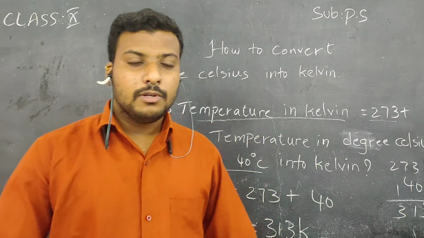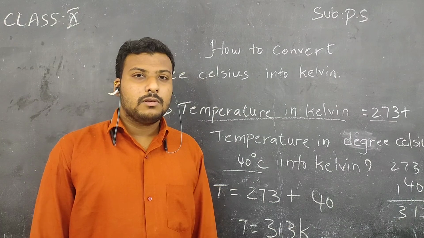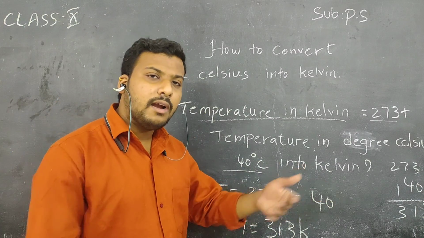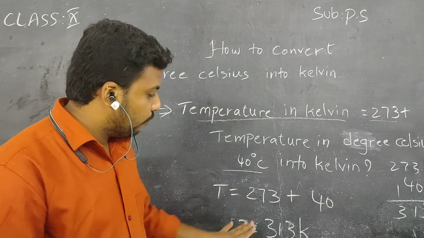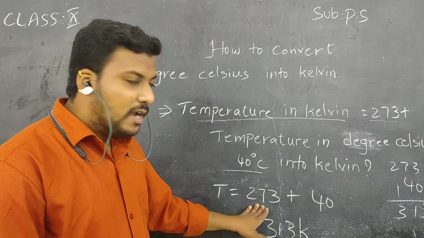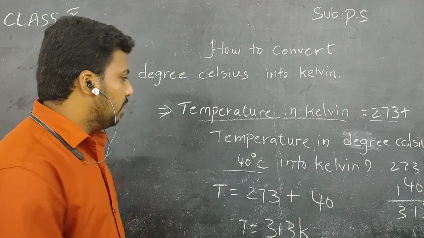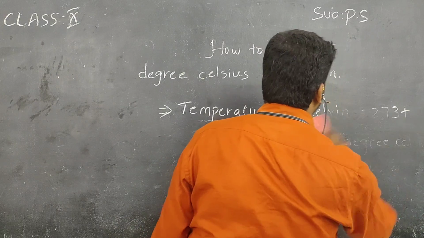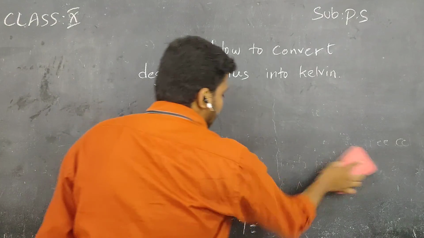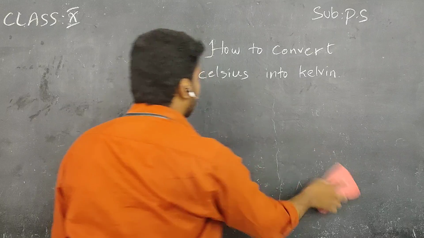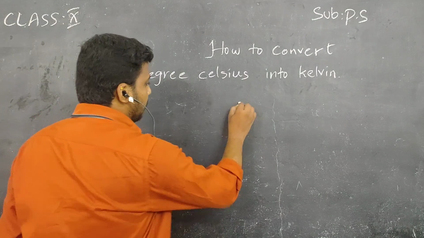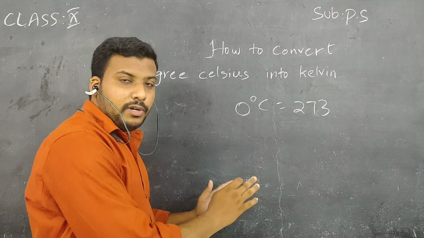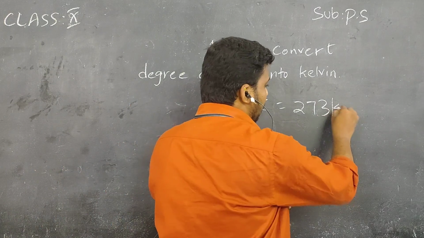Children, like this you can add any number. You can add 100, 200 also, no problem. For this constant, why, sir? Why are you taking 273 only? Because 0 degrees centigrade equal to 273, children. Can you take 373? No, children. 0 degrees centigrade equal to 273. So 0 degrees means the value is 273 Kelvin, children.